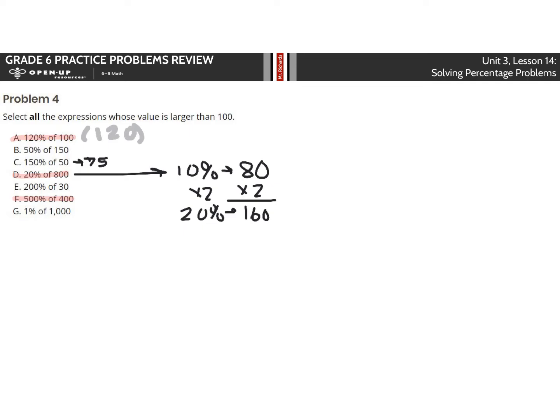200% means doubling. And so 200% of 30 is 60, so that's too small. 500% of 400, I don't even need to do that because that's like 5 times as big as 400. And so you're looking at a really big number that's much bigger than 100. And 1% of 1,000 seems like it might work, but 10% of 1,000 is 100. 1% of 1,000 is 10. So A, D, and F are our solutions to question 4.